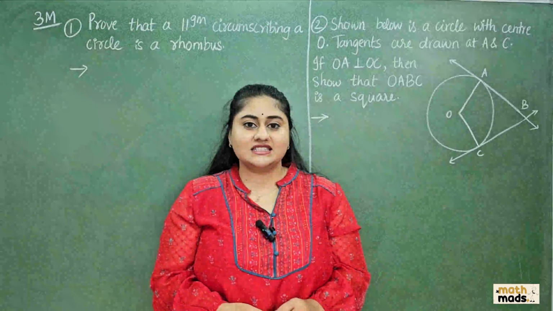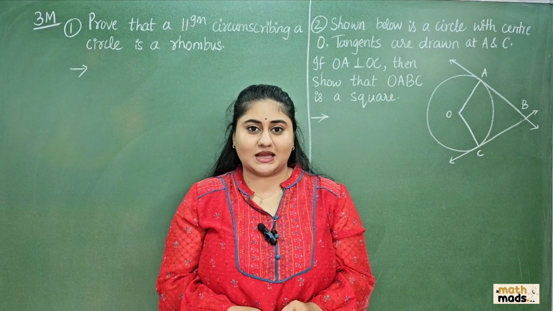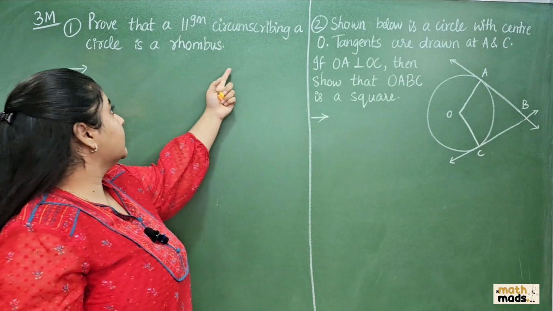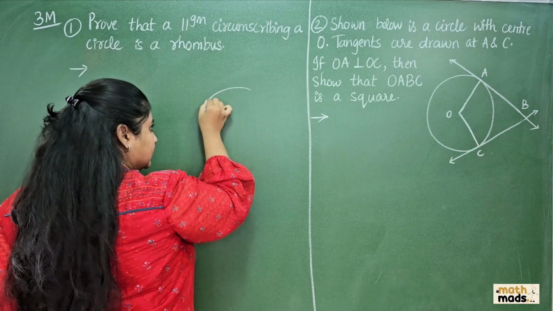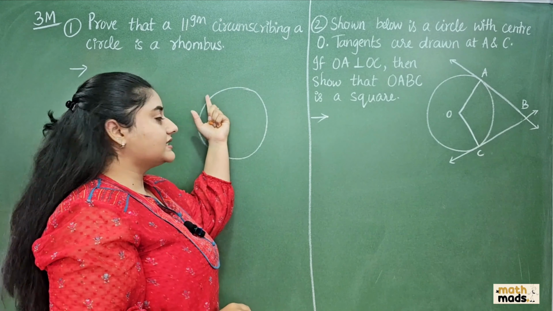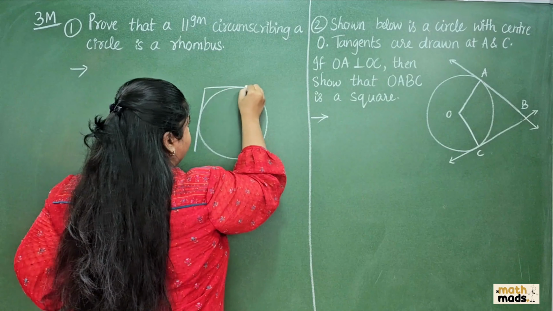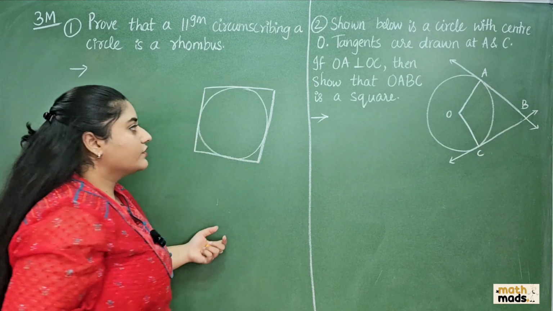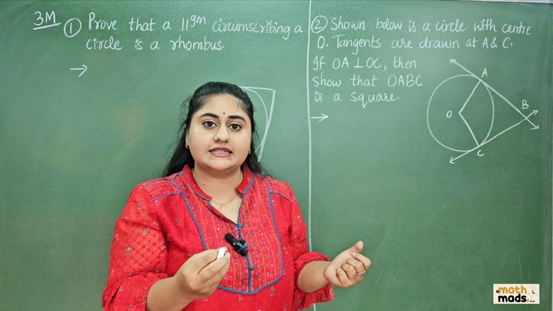Done. In circles, if you don't get 2-mark questions, then a 3-mark question is a possibility. So let's look at some sample problems now. The first one is like this. Prove that a parallelogram circumscribing a circle is a rhombus. So what is the meaning of this? If I have a circle and there's a parallelogram circumscribing it, meaning the sides are touching the circle like this. Okay, so this is a parallelogram. I am supposed to prove that this is a rhombus. So whenever I am supposed to prove that a quadrilateral is a rhombus, I should prove that all sides are equal.